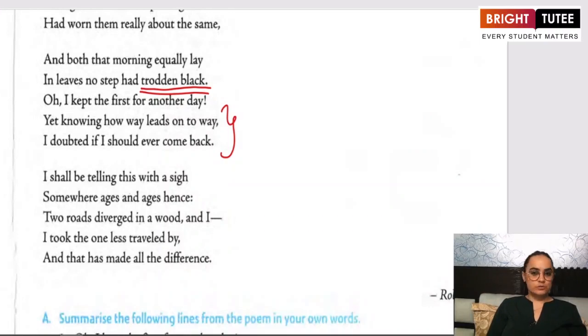So here the poet also knew that the choice that he's going to make is certainly going to lead to something else.